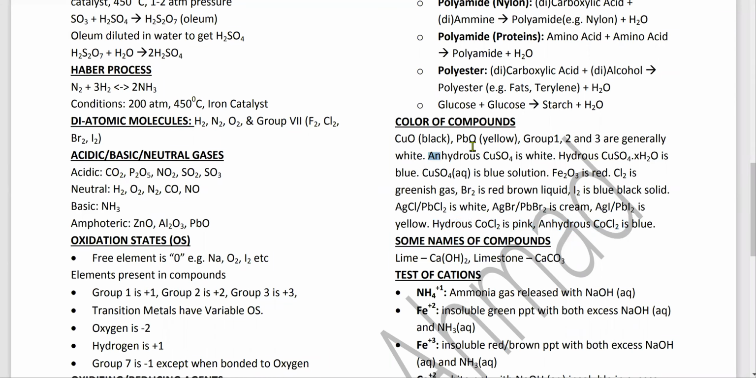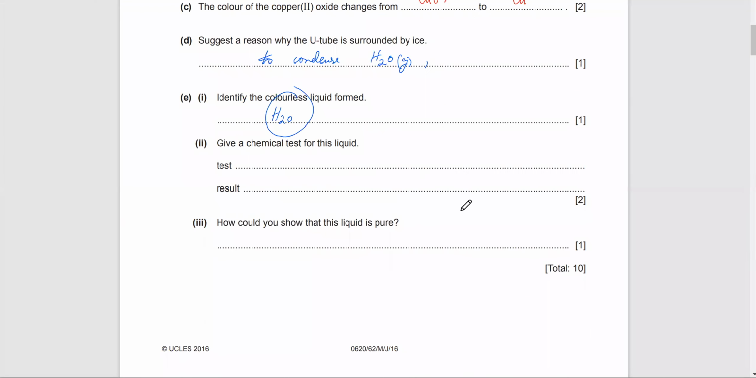There's another test for water which is anhydrous copper sulfate. It's white in color, and with water it changes into blue. So anhydrous is white, hydrated or hydrous is blue in color. These are the two tests for water which you have to write. So the chemical test would be you take anhydrous cobalt chloride and it changes from blue to pink. That's the result. Without water it's blue. With water it's going to be pink.